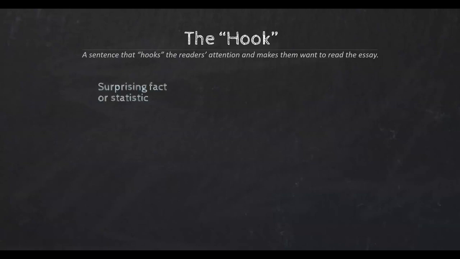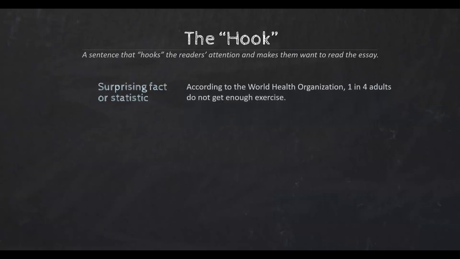The first type is a surprising fact or statistic about your topic. Here's an example. According to the World Health Organization, 1 in 4 adults do not get enough exercise. Another type of hook is an interesting question. For example, does exercise only improve health if it's difficult? You can see how this type of question, if it comes first in the essay, might interest the reader in reading more to find the answer.